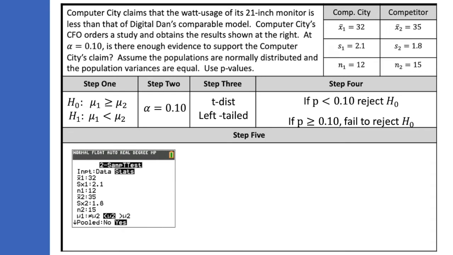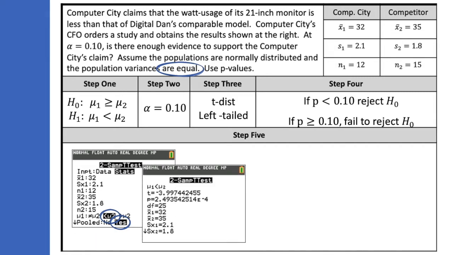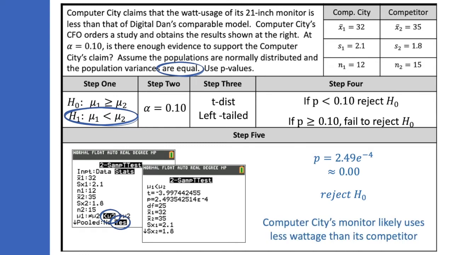Into the calculator, we'll put in our sample data. We're doing a left-tailed test. And because this time the variances are equal, we're saying yes, the test will be pooled. Hit calculate, and this time we get a p-value of 2.49 e to the negative 4. Always be careful to be watching for that scientific notation. That's a really, really low number, so we can say that it's about 0. That is less than 0.10, so we'll reject the null, which means, again, we're accepting the alternate, which means that Computer City's monitor likely does use less wattage than its competitor.